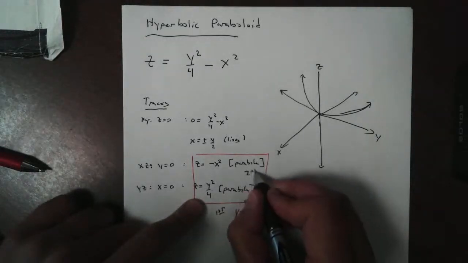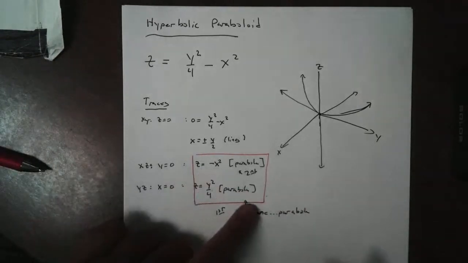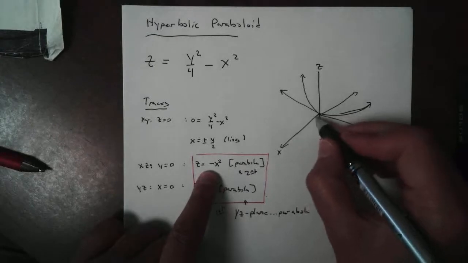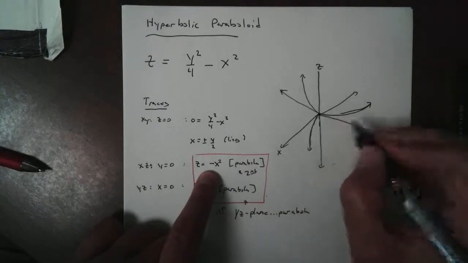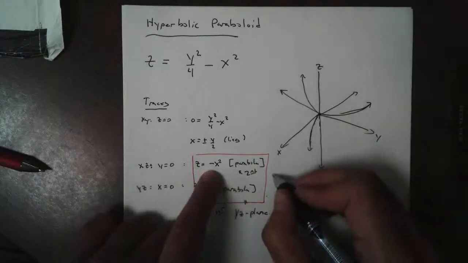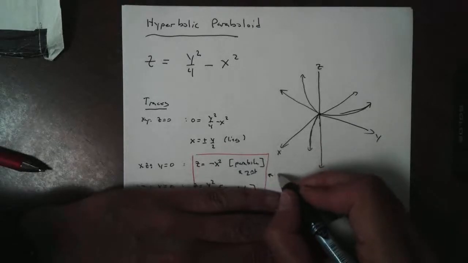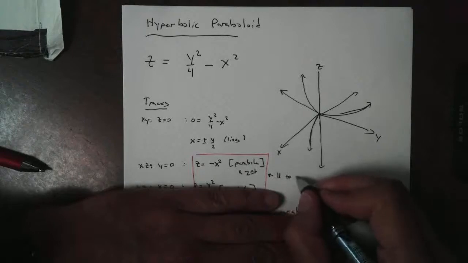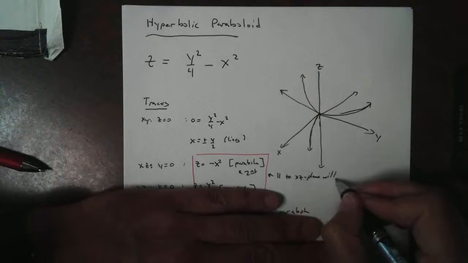And then second, I'm going to move to z equals negative x squared. If this is a parabola on the yz plane, this is a parabola on the zx plane, going down. What I know from this is that anything parallel to the xz plane will be a parabola.